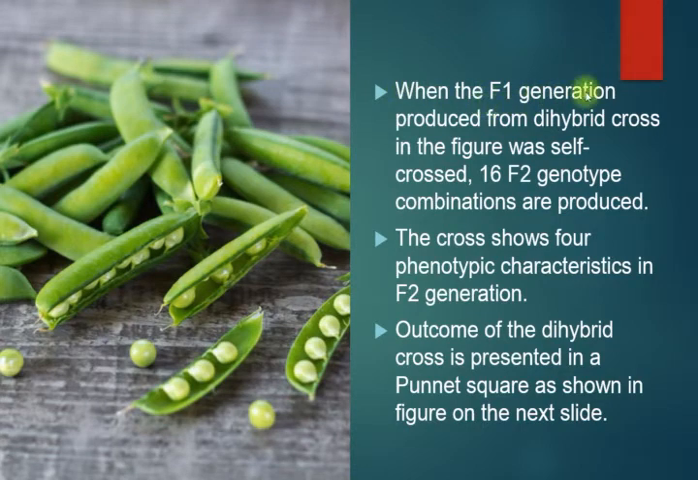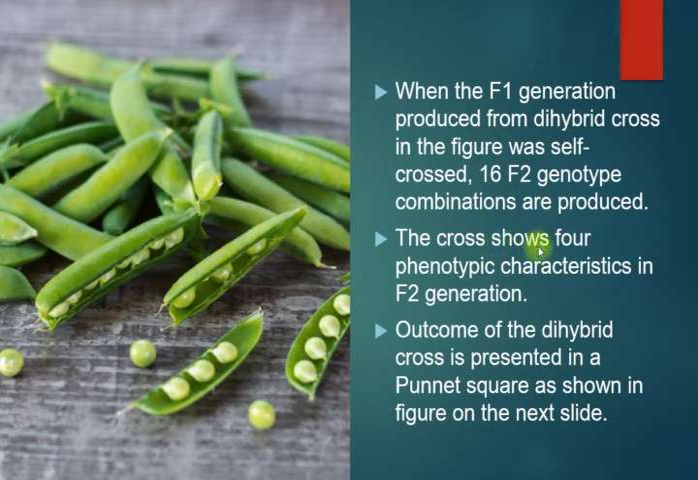When the F1 generation produced from the dihybrid cross in the figure is self-crossed, what happened? The 16 F2 genotype combinations are produced. Yes, 16 genotype combinations of the F2, or second filial generation, are produced. Later we will look at the schematic diagram.